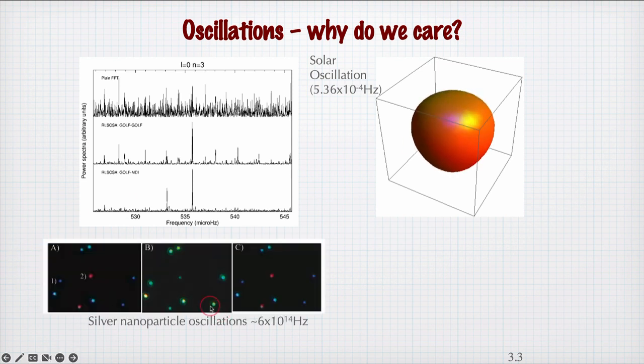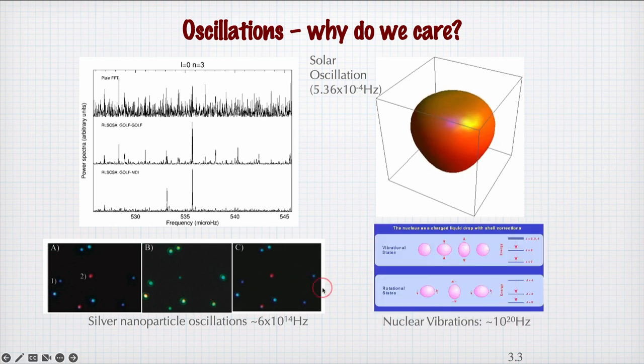This is another example, silver nanoparticles. These are little particles of metal, and we shine light on them. The electromagnetic radiation, which goes at around 10 to the 14 hertz, or 6 by 10 to the 14 hertz, causes the electrons to vibrate backwards and forwards. We drive these electrons. They oscillate, this time with a frequency that is some 10 to the 18 times faster than the solar oscillation. Faster still, we have nuclear vibrations.